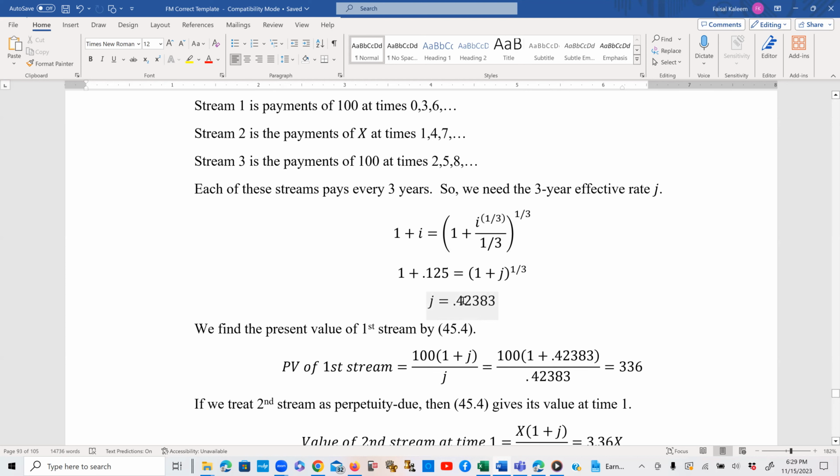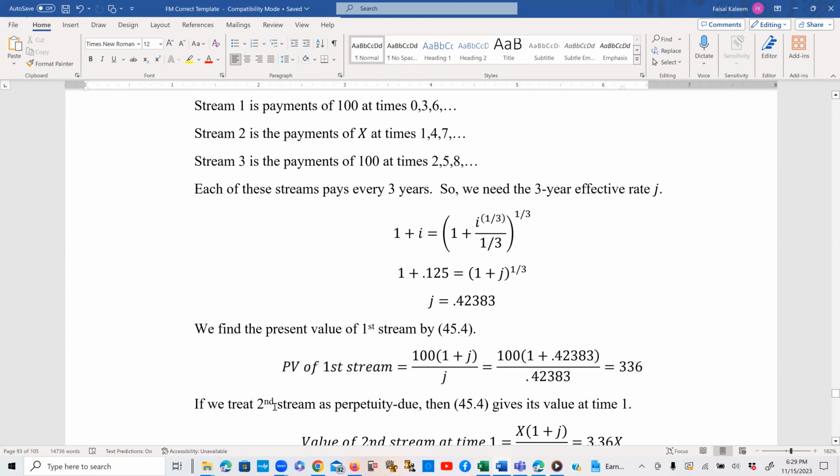So if we focus on the first stream, the present value of the first stream is found by the basic perpetuity due present value formula, equation 45.4. So it's the payment times (1 plus interest rate) over interest rate. The payment is 100, (1 plus 0.4283) divided by 0.4283, and that's 336.